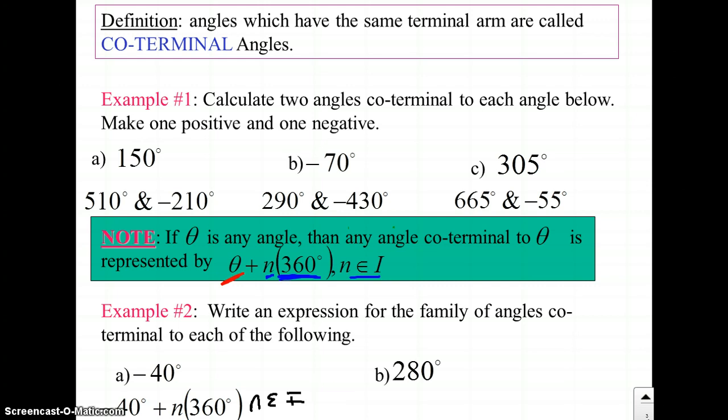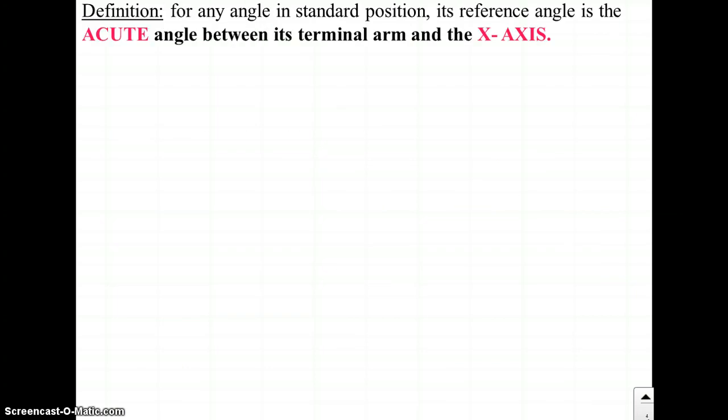For part B, same idea. Plug in your angle theta, 280 plus n times 360. And again, n must be an element of the integers. So all we're saying is n can be positive 1, so I'm going to add a rotation. N can be negative 1, I'm going to subtract a rotation. N can be positive 2, I'm going to add 2 rotations, or negative 2, subtract 2 rotations. And I could do that on and on for as many integers as I want.